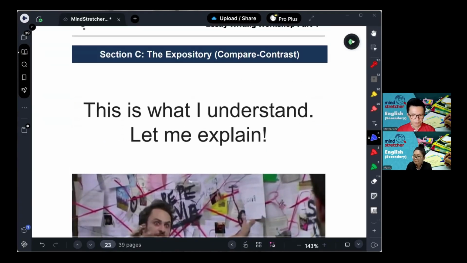But right now I want to deal with the expository essay. Okay, so the expository essay, this is just one expository essay type. We'll be covering the other expository essay types as well as the argumentative essay in the following webinar. Okay, so what do we do for an expository essay?